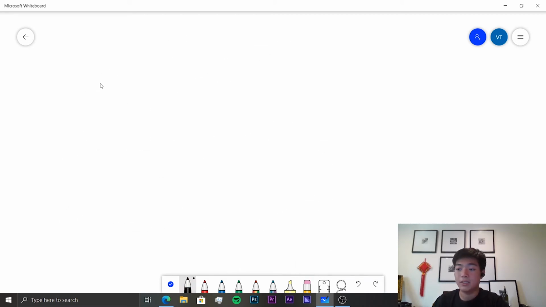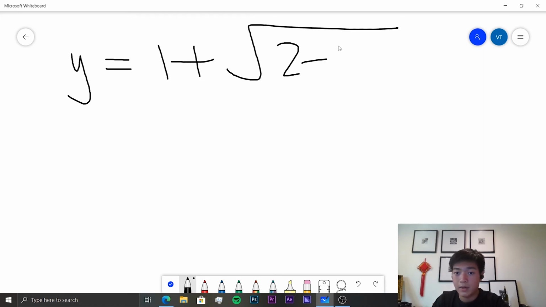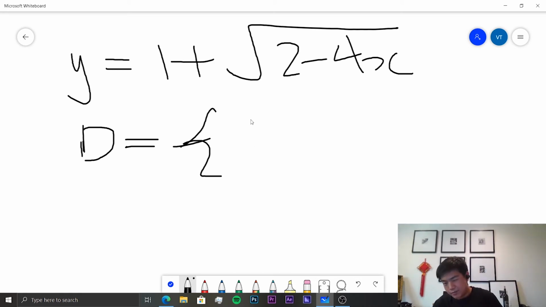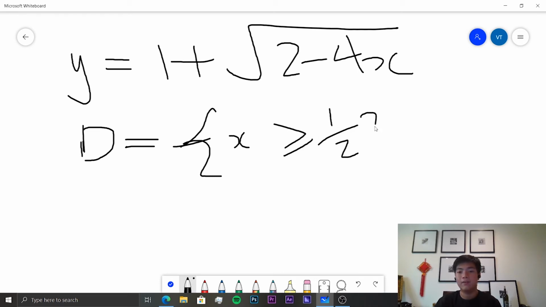In the next one, we have y equals 1 plus the square root of 2 minus 4x. So, find the domain and range again. The domain will be as long as 2 minus 4x is greater than or equal to 0. And so, 2 minus 4x will be 0 when x is equal to 1/2. So x simply has to be less than or equal to 1/2 in the domain. There will be no values of x greater than 1/2.